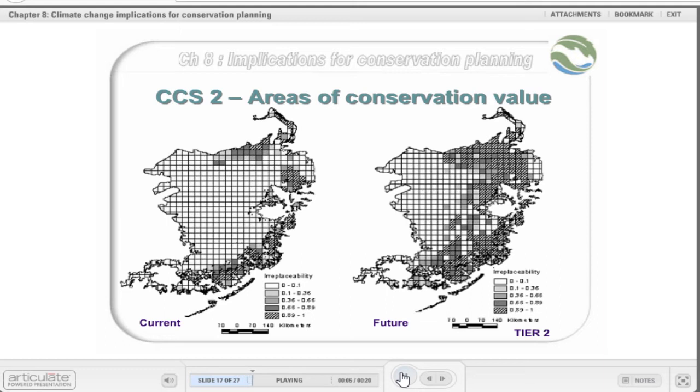Areas that remain important under current and future conditions are critical. Areas that are either not important currently but become so, or areas that are important currently and lose this importance later, need to be assessed and sensibly included.